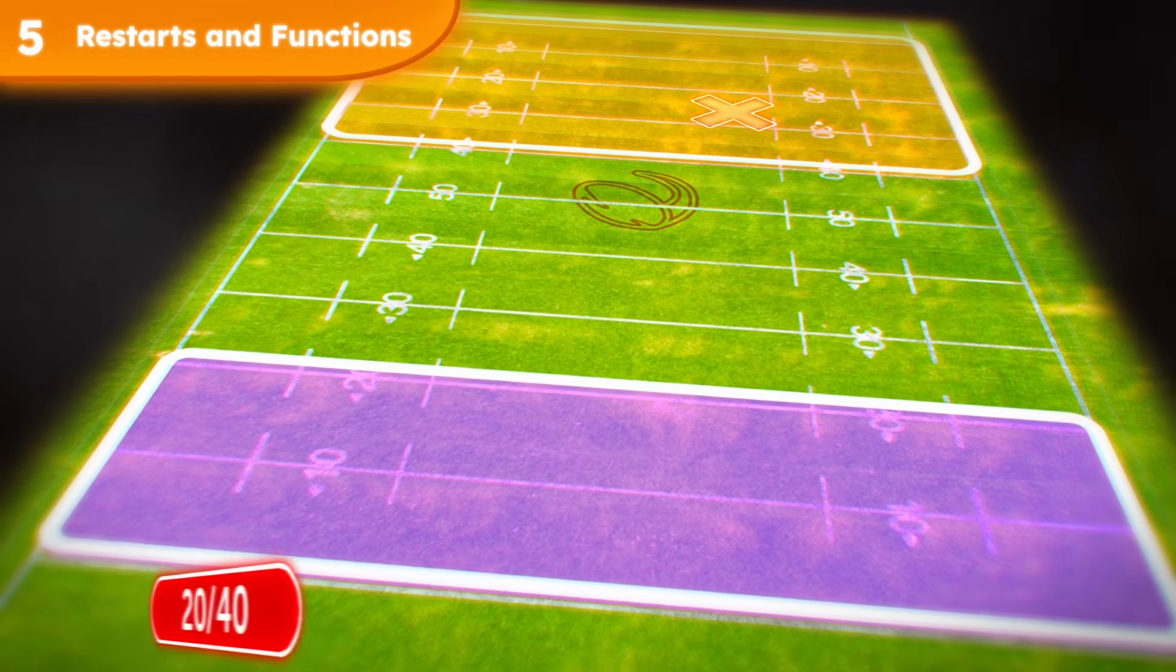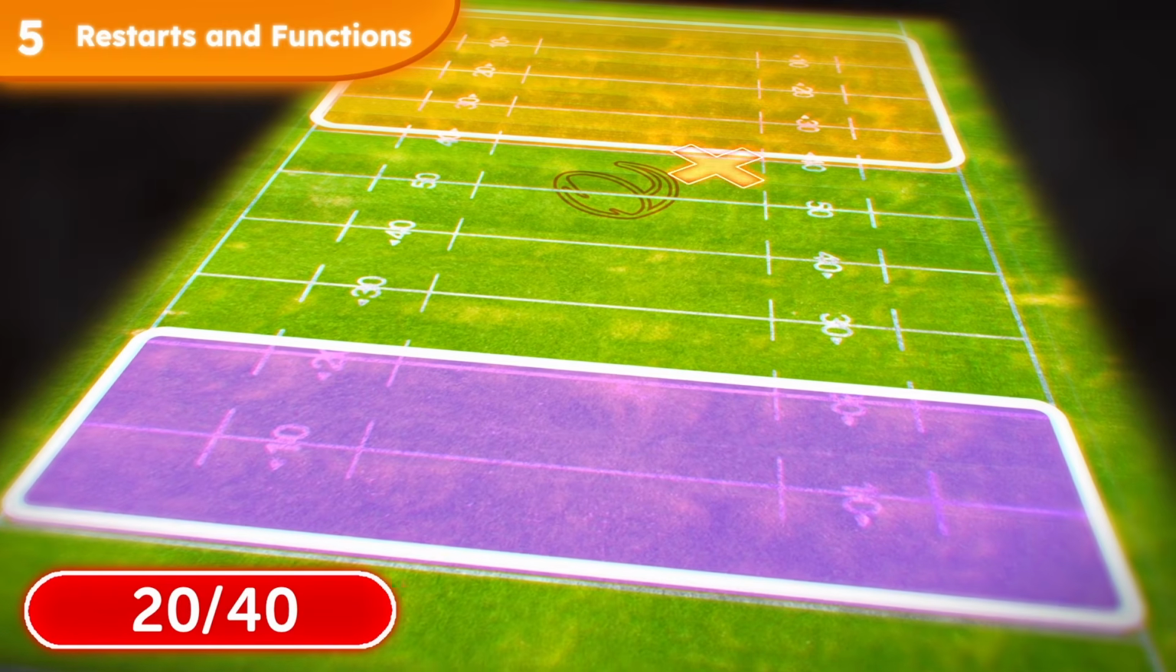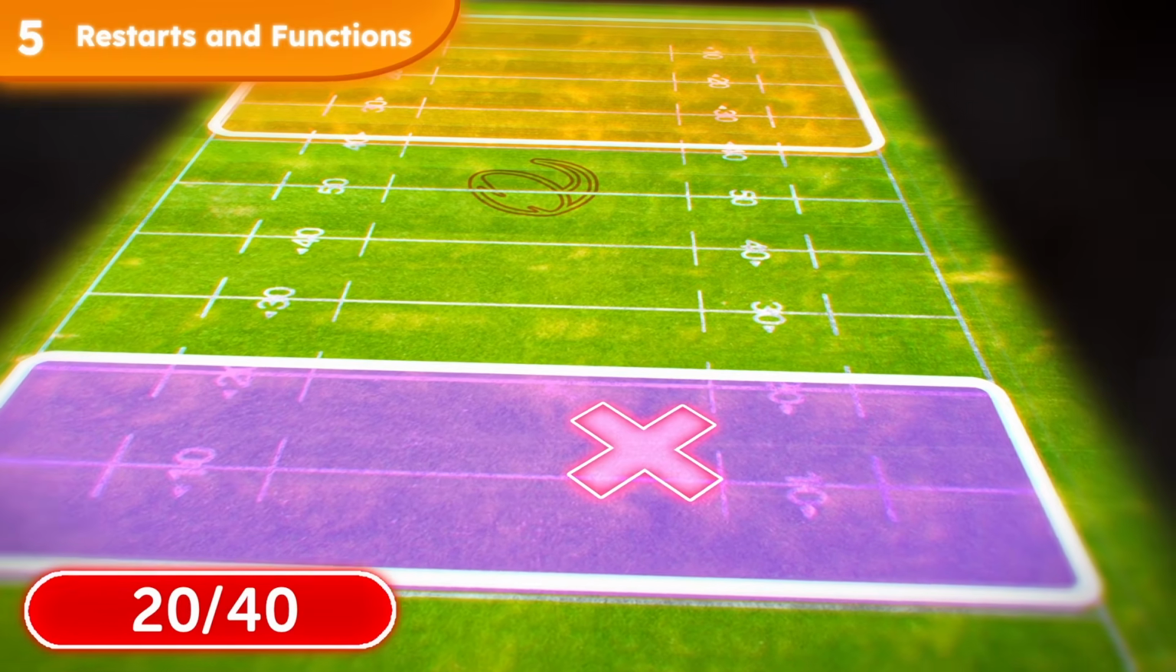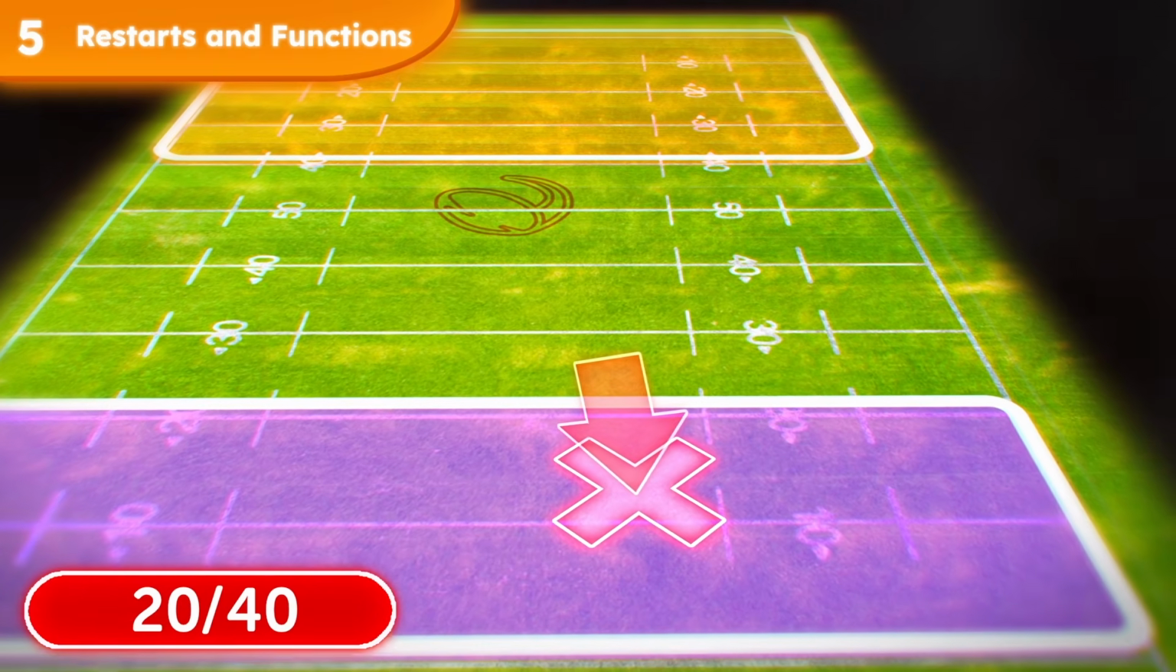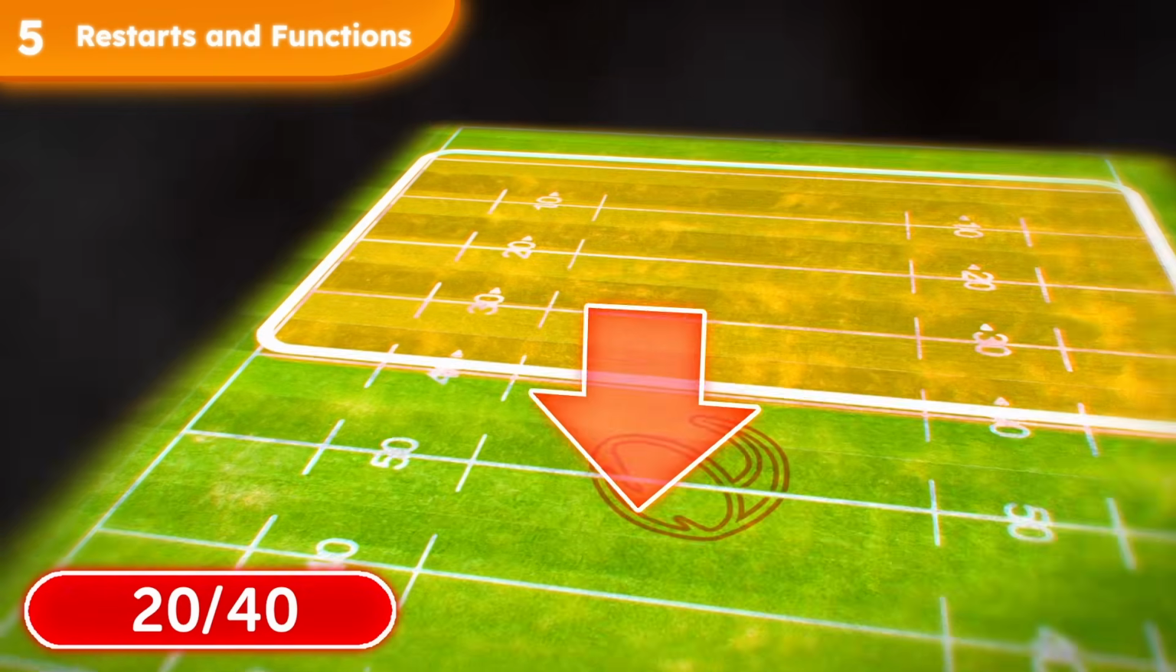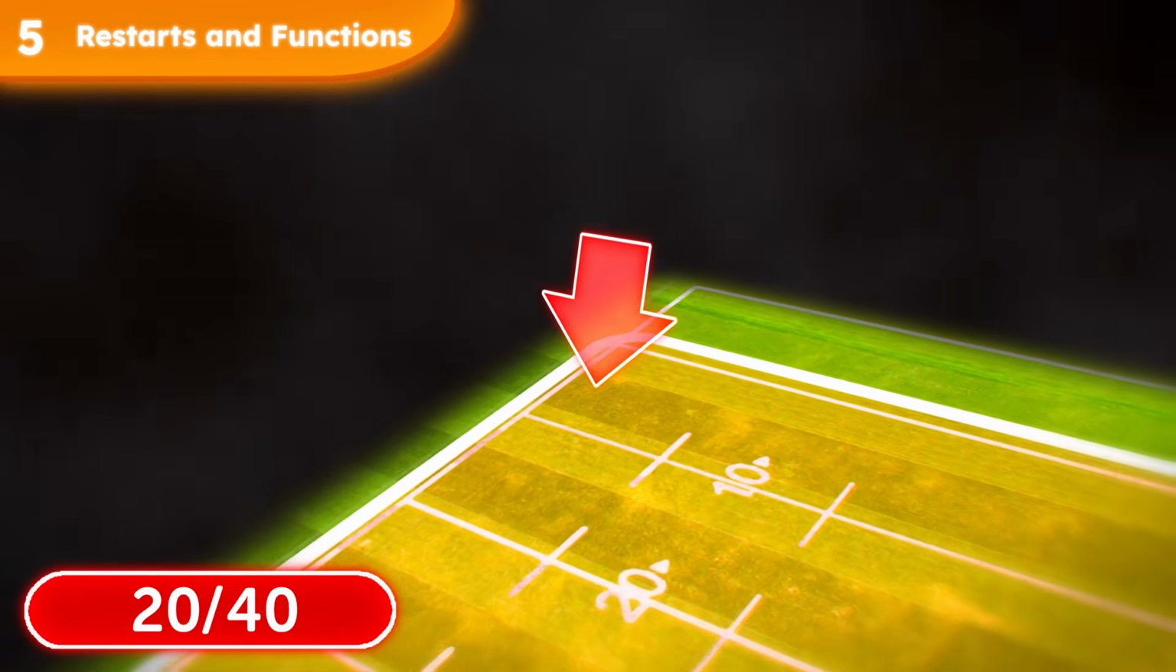Very similar is the 20-40 kick. The 20-40 is basically the same as the 40-20 but reversed. So the kicker must be behind his side of the 20-meter line when kicking the ball, and then it has to go over the sidelines past the 40-meter line of the opponents.